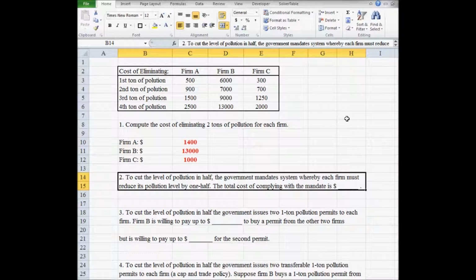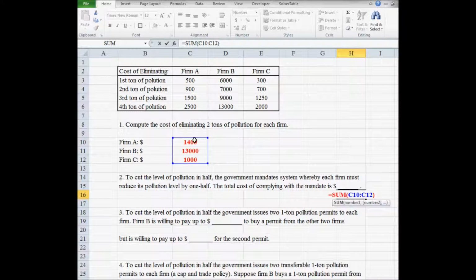To cut the level of pollution in half, suppose the government mandates a system whereby each firm must reduce its pollution level by 1/2. The total cost of complying with this mandate is the sum of these 3 costs, $15,400.